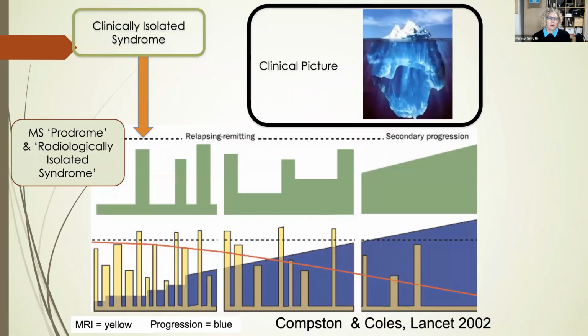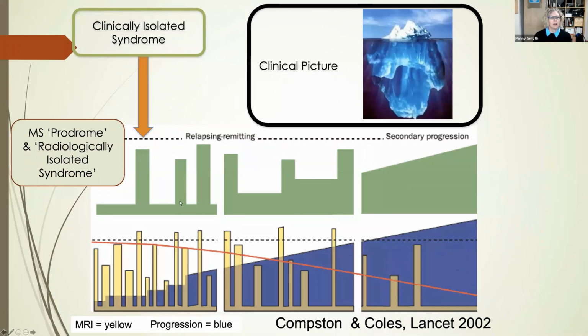Now, this is an old descriptor from 2002, and I've added to it over time. You have seen various versions of this from various researchers. So what we have is a person who goes on in life, and then they have their first attack of clinical inflammation, and we call that clinically isolated syndrome because we've not yet reached the multiple yet, right? We've had a single event.